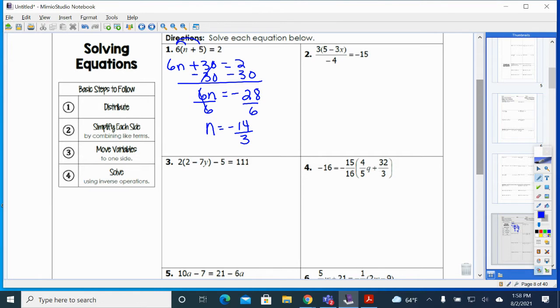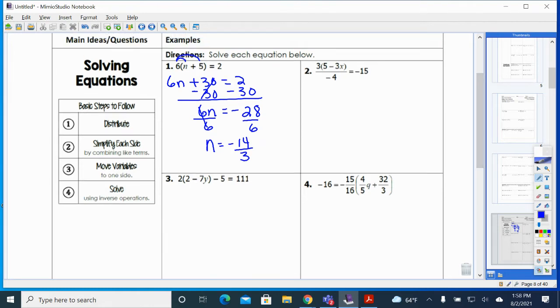In example number 2, you have to distribute, but you also have this fraction bar. So the way that I would recommend you tackling the fraction bar is to get rid of it first. The bar indicates division. We're dividing by a negative 4, and I would undo that first. How do we undo dividing by a negative 4? Well, we multiply by a negative 4. So I'm going to multiply by a negative 4 on the right, and I'm going to multiply by a negative 4 on the left.